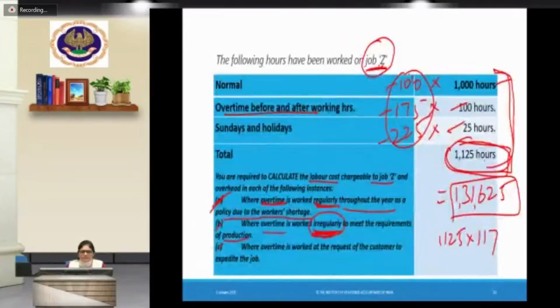The third case is where the overtime is worked at the request of the job. So the total cost will be charged to that particular job or the customer. Here it will be charged to that particular job. So the job is the cost object, and the total cost will be charged to that job. Not to the department, but to the job.